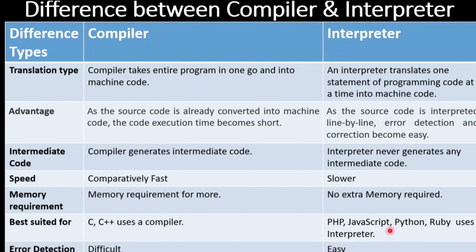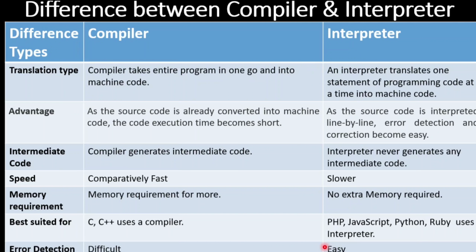They are interpreted languages. Error detection is difficult in case of compiler, and it is easy in case of interpreter because it shows line by line errors. Now the question comes whether Java is a compiled language or an interpreted language.